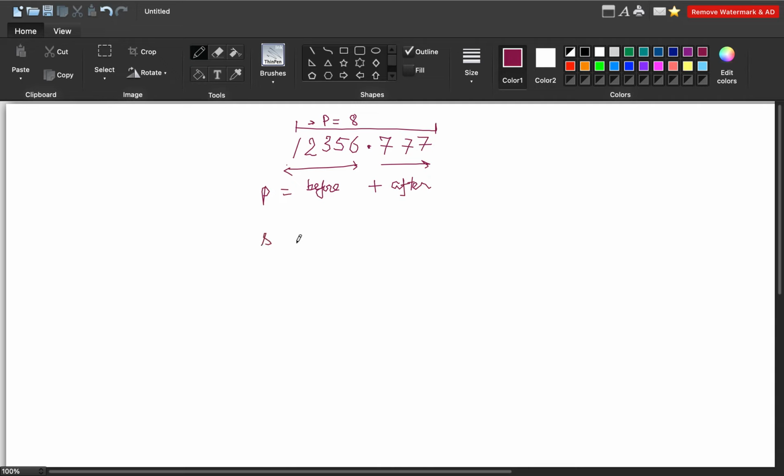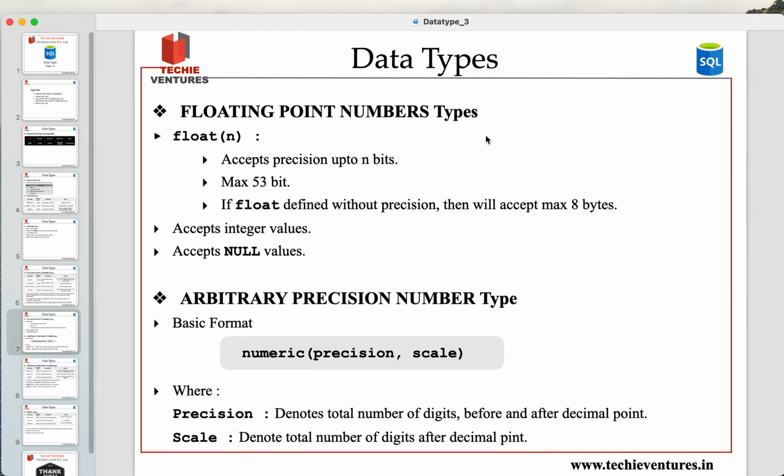The next one is scale. Scale only denotes the number of digits after the decimal. Always remember, after the decimal. That means in this example, the scale is 3. If you look at this, here P is 8 and scale is 3. I hope this is clear, right?